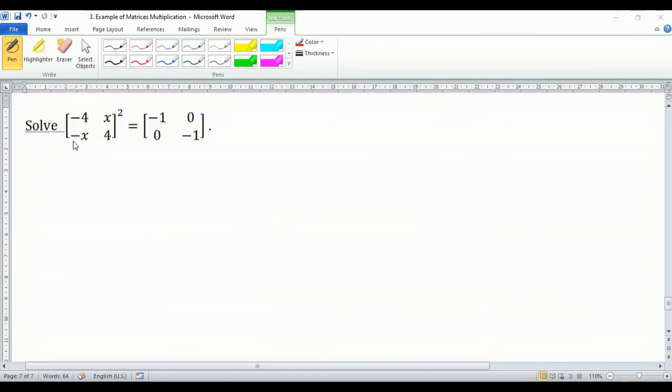So the matrix with the entries minus 4, x, minus x, 4 with the power 2 is equal to minus 1, 0, 0, minus 1. First thing first, you need to multiply the left hand side, so we will work on the left hand side with the power 2. So minus 4, x, x, 4. You need to multiply them first.